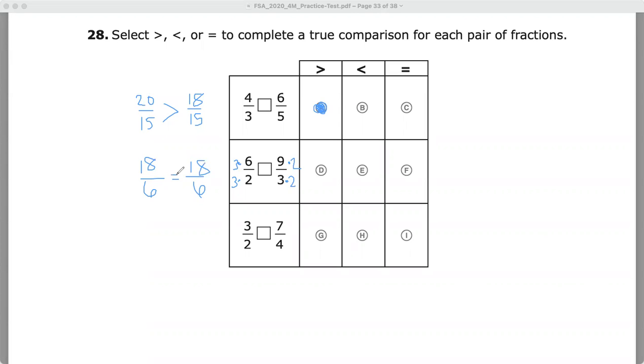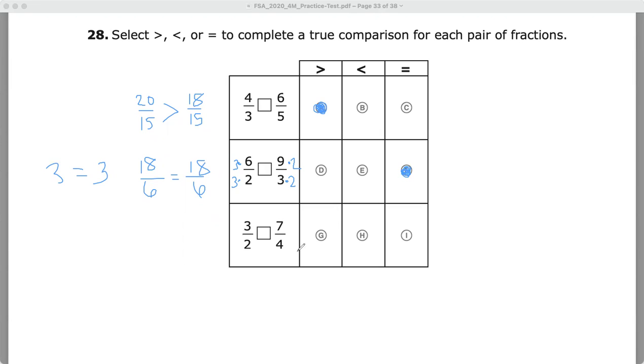If I had been paying attention, I could have been like, oh, 2 goes into 6 3 times. And 3 goes into 9 3 times. So I could have reduced the fractions and seen that they were the same number. So those are equal.